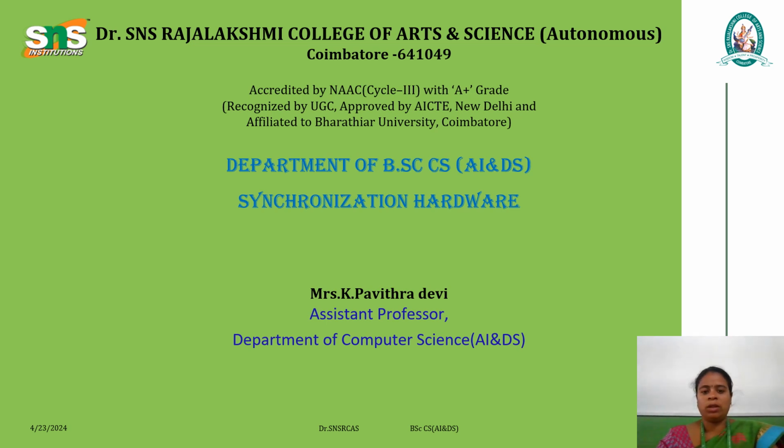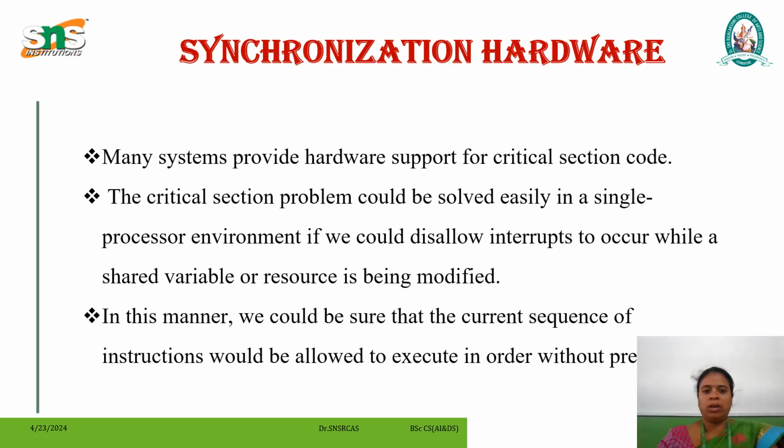Now I am going to take the class about the synchronization hardware. First, what is synchronization hardware? Many systems provide the hardware support for the critical section code. Process synchronization problem occurs when two processes running concurrently share the same data or same variable. The value of the variable may not be updated correctly before it is used by the second process.